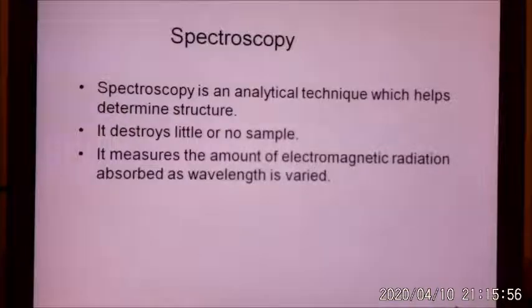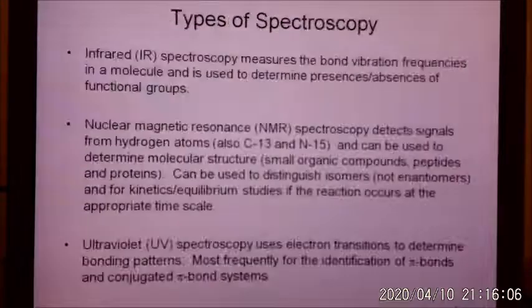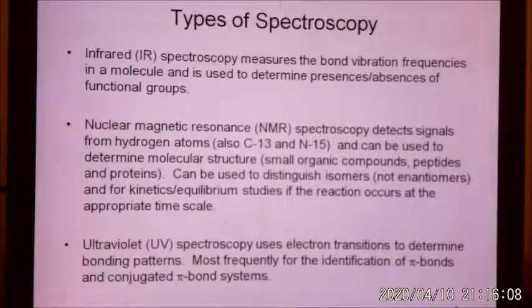When we talk about spectroscopy, we're using different areas of the electromagnetic radiation spectrum, and it gives us different types of information. The types of spectroscopy we're going to focus on are IR, or infrared spectroscopy, which measures bond vibration frequencies. We'll spend a lot of time talking about how we use IR to determine the presence or absence of functional groups. We will also be talking about nuclear magnetic resonance, NMR.